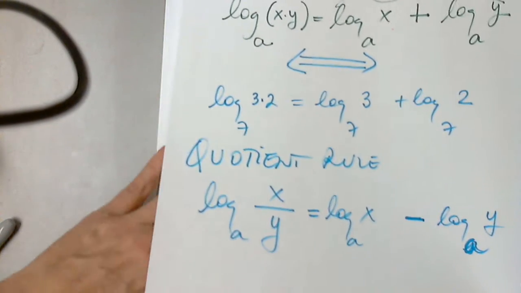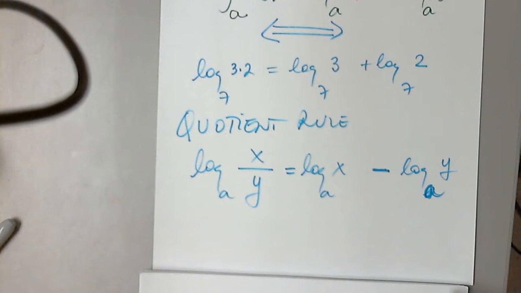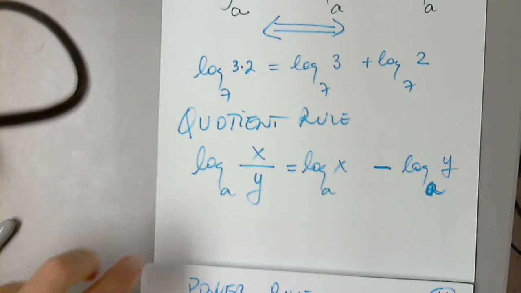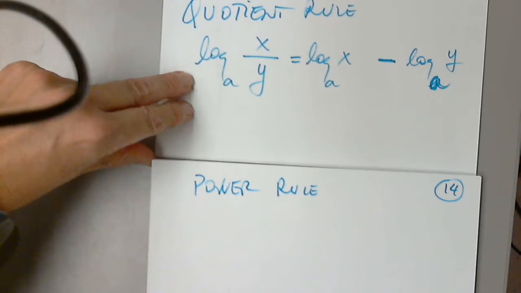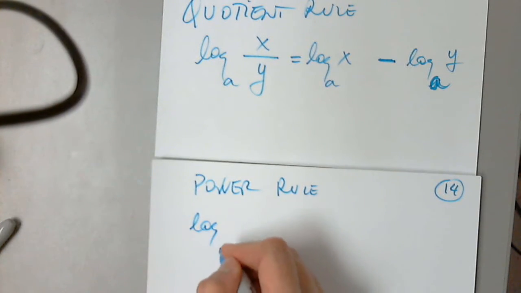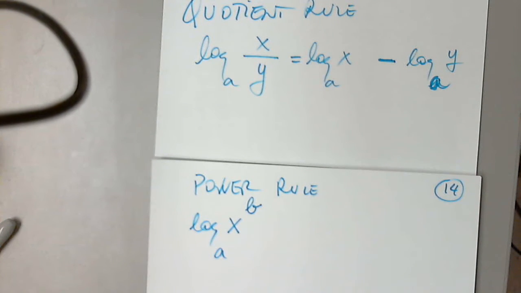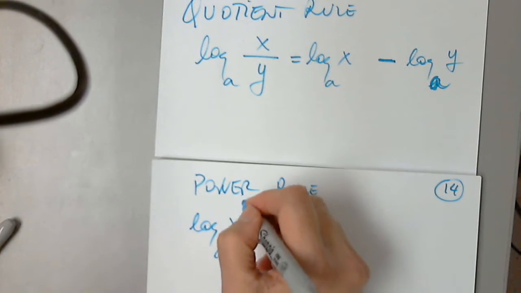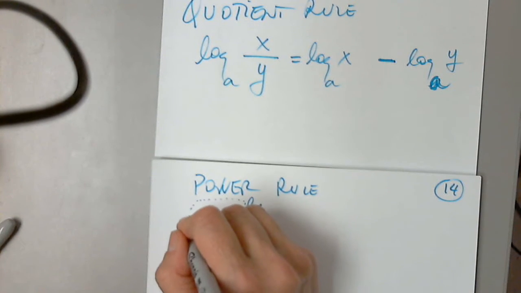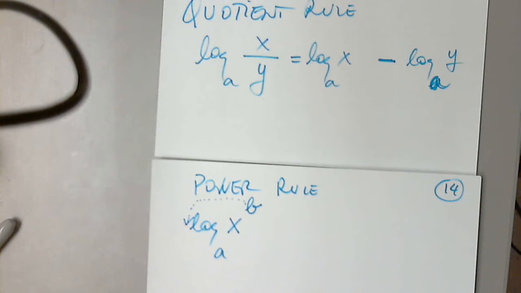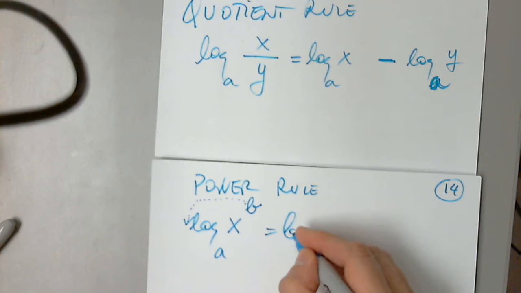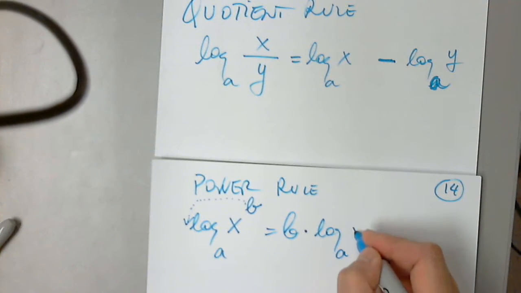Finally, the power rule. Log base A of x raised to a power b. This is the only function that allows us to bring the power in front as a factor, meaning b multiplied by log base A of x.